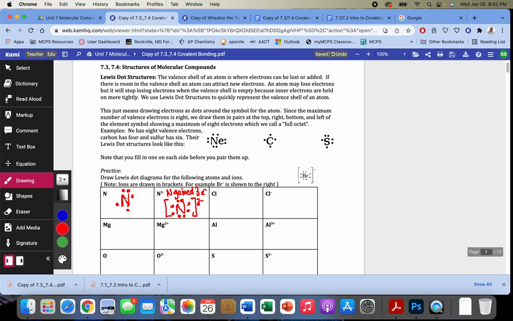Okay, so we're going to be doing Lewis dot structures for the remainder of these atoms and ions. And you're going to notice some patterns for ionic compounds, or for the ions that are formed, either the cations or the anions. That's what I'm trying to say.